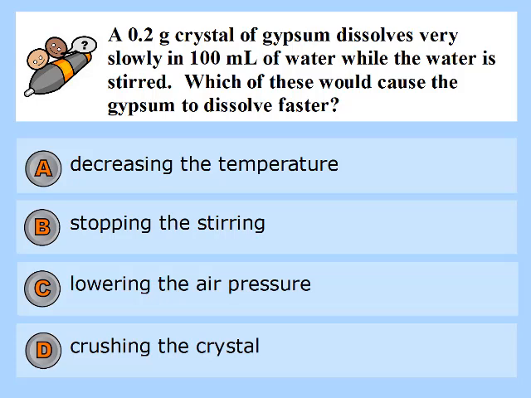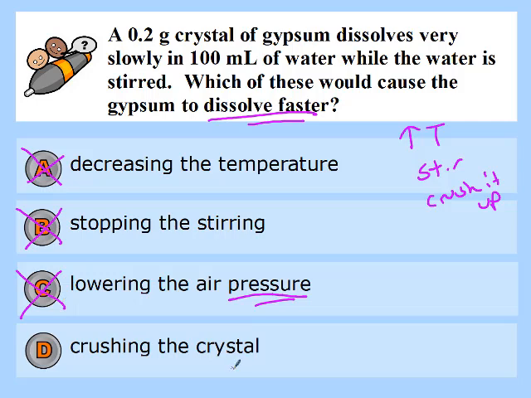Go ahead and pause the video and restart this one when you're done. So this one says dissolve faster. To dissolve faster, I want to increase temp, I want to stir, or crush it up. Decreasing temp would make it slower. Stopping stirring would make it slower. Pressure has nothing to do with it. And crushing it up would make it dissolve faster. So D was our correct answer.